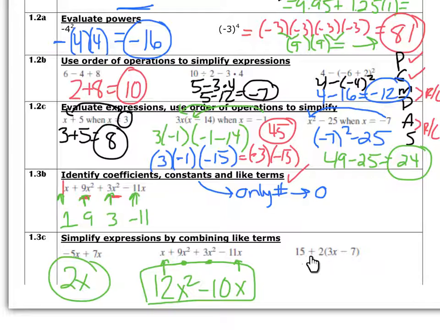This next one here, before we can combine like terms, we have to do our distribution. So let's go ahead and distribute the 2 to both of these. So it's going to be 15 plus 2 times 3 is 6x. 2 times a negative 7 is negative 14. Now we do have one set of like terms. They're the constants. This is a constant because there's no variable. So 15 minus 14 actually is plus 1. And don't forget there we have the 6x. So 6x plus 1 is our answer.